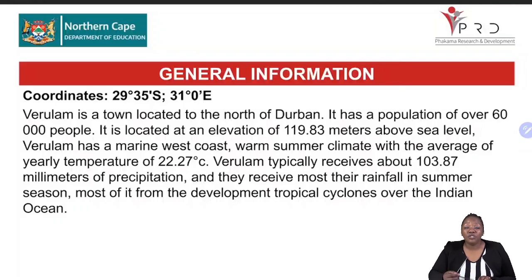Then secondly, you need to read this general information so that you can see, as they are saying, Verulamhr is a town that is located to the north of Durban. So maybe it is your first time you even hear of that area. But by reading the general information, you will have a clear indication of what you should expect in that area. Then secondly, by studying the map also, it will tell you something about the area. So I'm going to give you 3 minutes to read the general information on your own, and then after 3 minutes, we will proceed to the next.